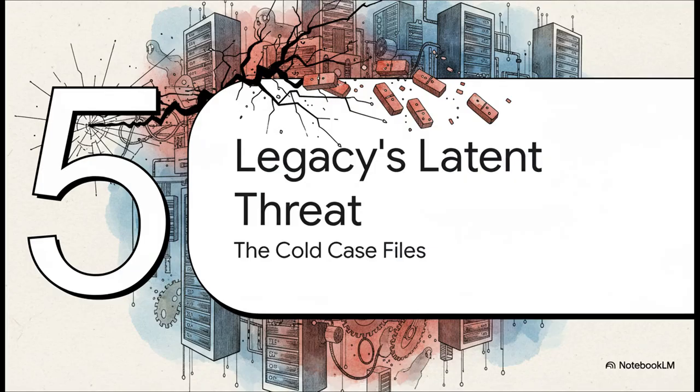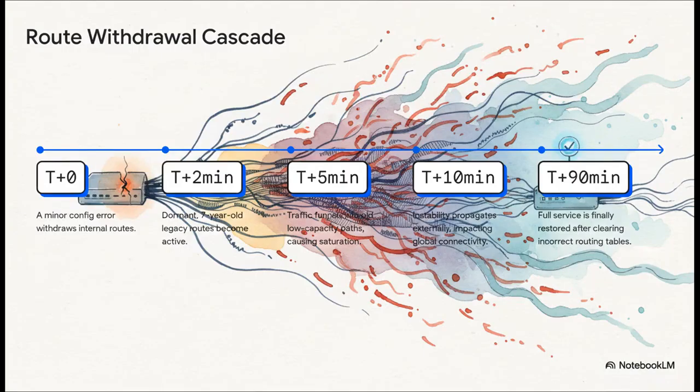Okay, let's look at our final piece of evidence. This is what you might call the latent threat, the cold case file. It's a vulnerability that was left behind years ago, just sitting there, waiting for the perfect conditions to strike. This timeline of a real-world incident is just a perfect, chilling example. It all kicks off at time 0 with a tiny little syntax error. But 2 minutes later, dormant routes from a migration 7 years ago suddenly wake up. This forces all the network traffic down an old, tiny pipe, and the whole network chokes. The result? A tiny mistake from years ago turns into a 90-minute global outage. It was literally a ticking time bomb just sitting in the system.